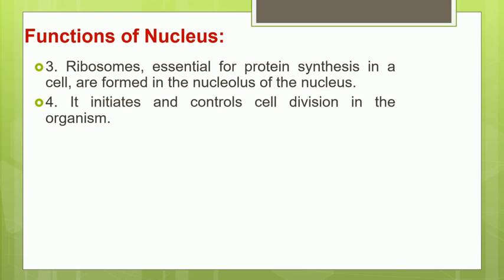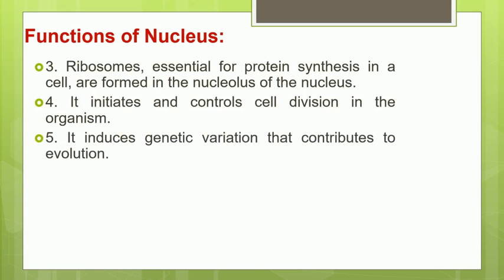Also, the nucleus initiates and controls the process of cell division. That is a very important role in cell reproduction. The nucleus also induces genetic variation that contributes to evolution, because this variation may arise during cell division. That step is called recombination, and due to recombination, new variations will arise, and these new variations will ultimately lead to evolution.